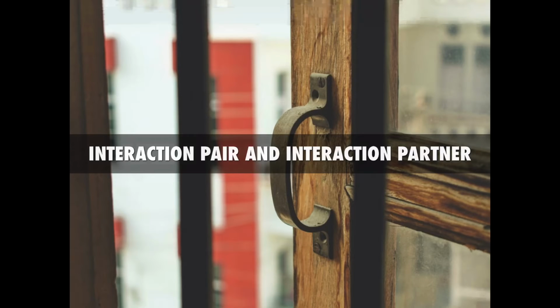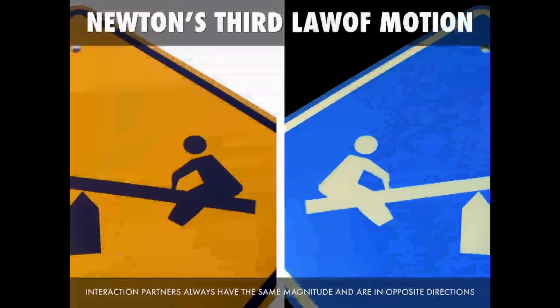When you push to open a door, the door pushes you. When two cars collide, each exerts a force on the other. Note that interaction partners always act on different objects, the two objects that are interacting. Newton's third law of motion says that interaction partners always have the same magnitude and are in opposite directions.